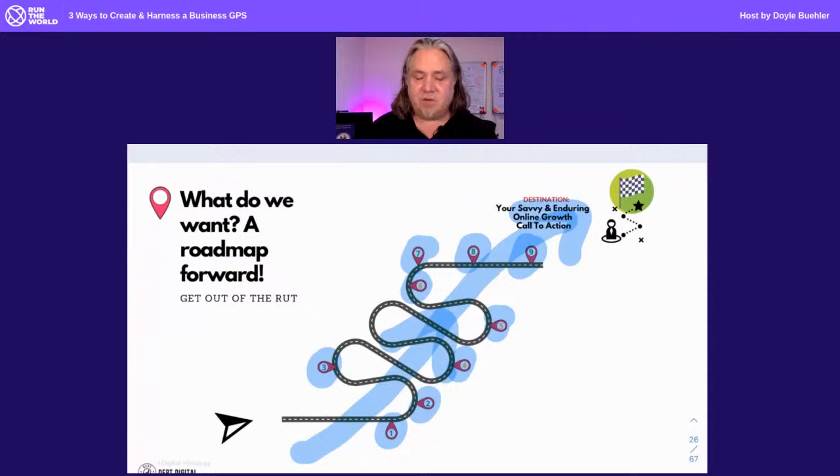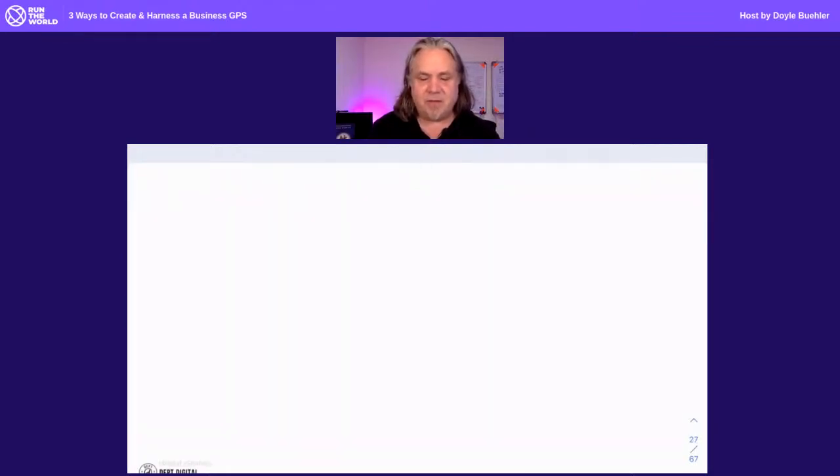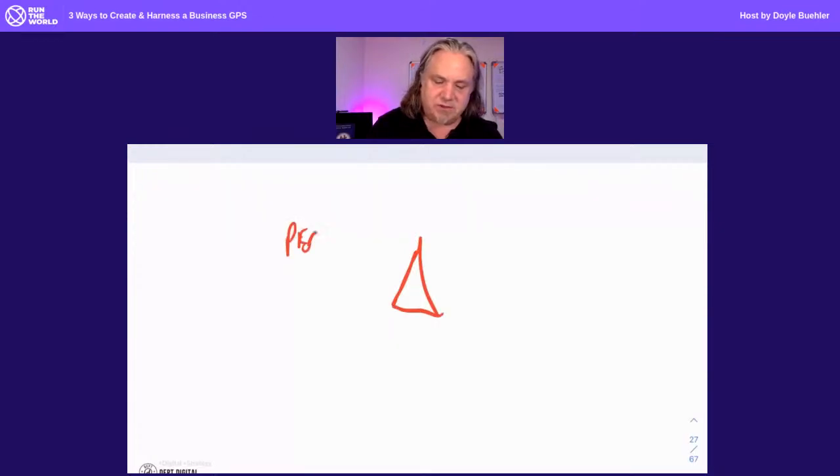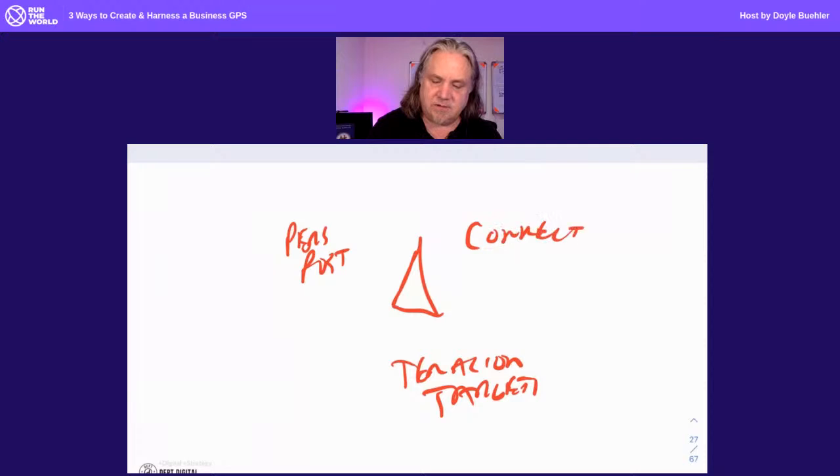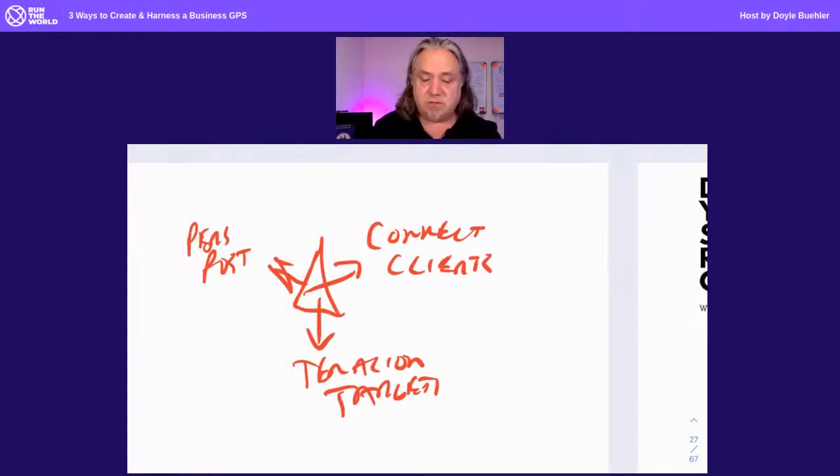That's really fundamentally what we're going to be seeing here: this is how you can actually get there. So we want to make sure that we ask, okay, how do we get there? How do we go from persuasive positioning? How do we get to tenacious targeting? And then connected clients. If we can work through each one of these, we're going to have our roadmap, quite simply.